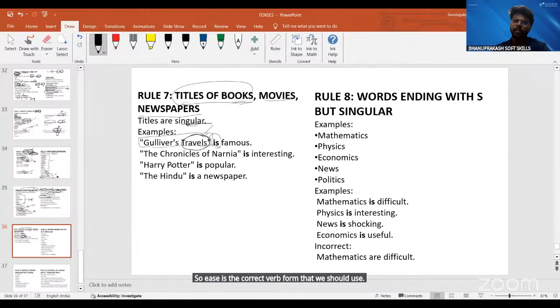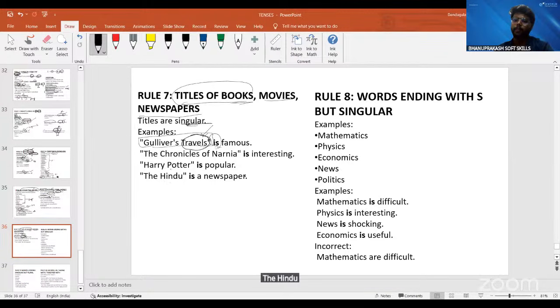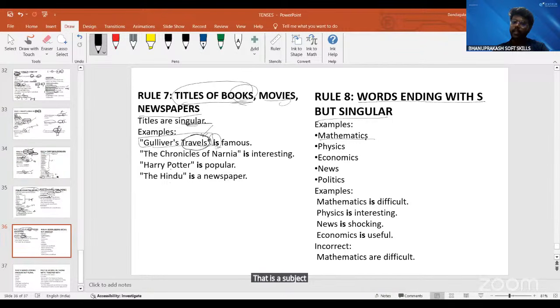Gulliver's Travels is famous. Chronicles of Narnia is interesting. Harry Potter is popular. The Hindu is a newspaper. For books, movies, newspapers, we use singular verb forms. Next, words ending with s but singular. A few words end with s, but that does not mean they are plural. Mathematics is a subject name; although it ends with s, that doesn't make it plural. Mathematics, physics, economics, and news are examples.